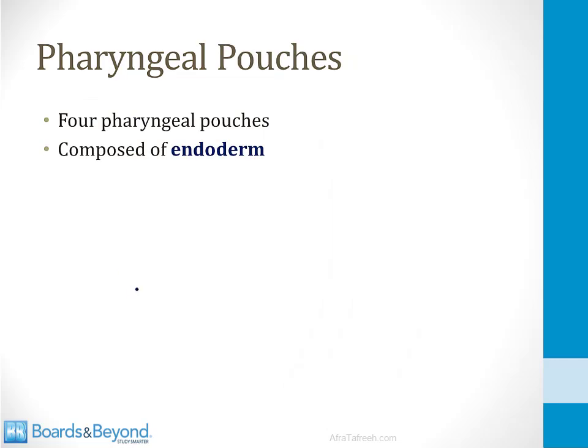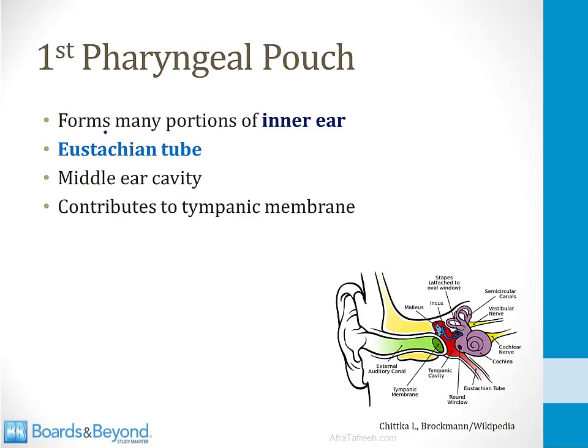So we'll start by talking about the pharyngeal pouches, which are those grooves that run through the middle of the embryo. There are 4 pharyngeal pouches in humans, and as I said before, they are composed of endoderm. The first pharyngeal pouch forms many portions of the inner ear, especially the eustachian tube. If you look at this drawing of ear structures at the bottom right side of the screen here, this is the eustachian tube. This structure is shown in red here.